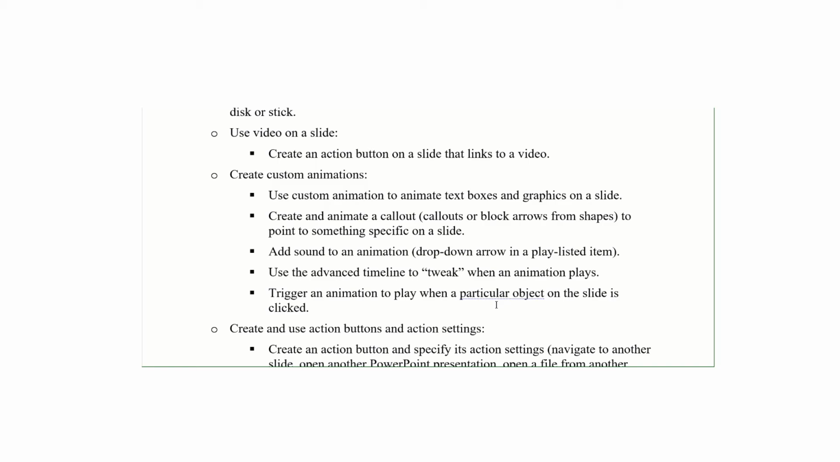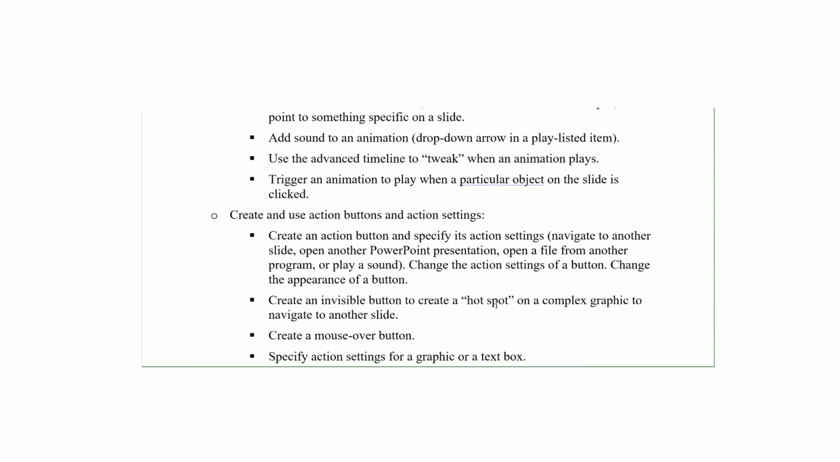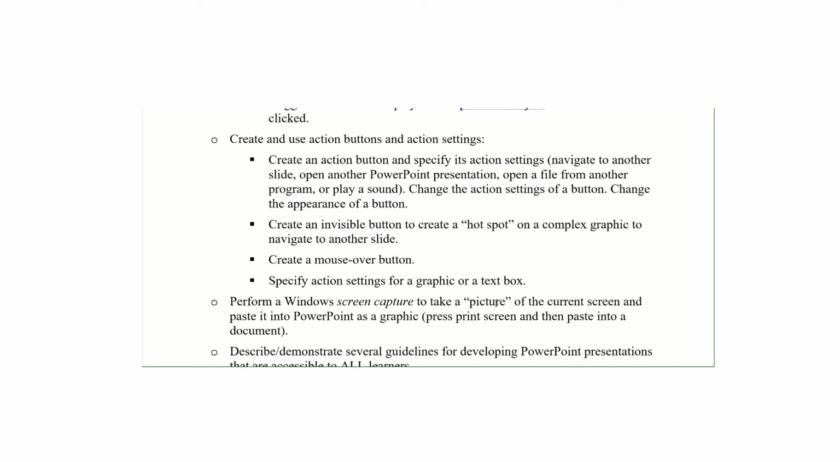We looked at using the advanced timeline in case you need to tweak it a little bit in terms of when things play. And we looked at triggering animations to play when a particular object on a slide is clicked, such as clicking on the cow, and then it would jump over the moon. We looked at action buttons and how we could have those work for us. We looked at creating even an invisible action button, and we could use those strategically to create hotspots in graphics.